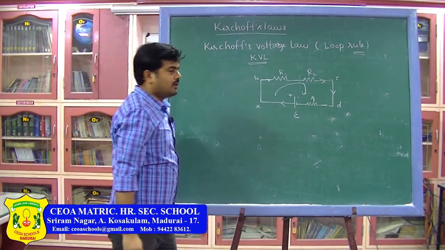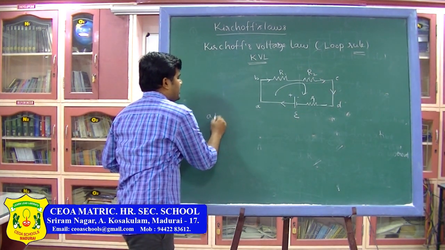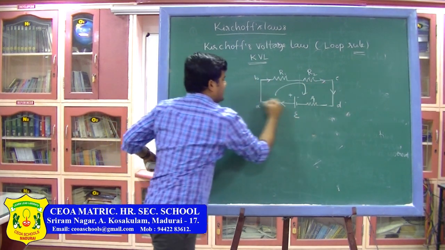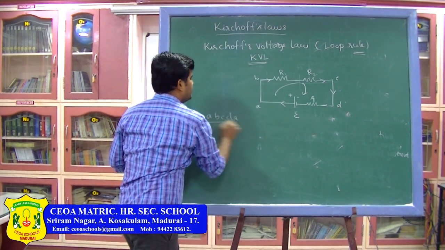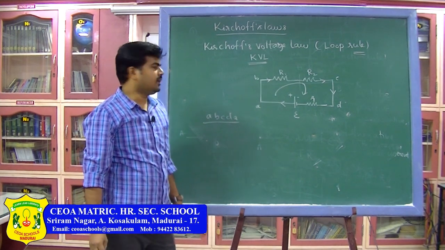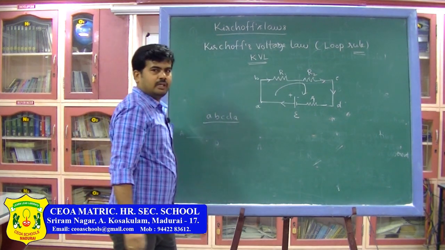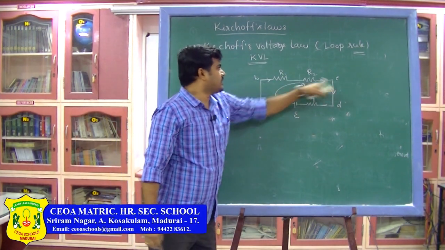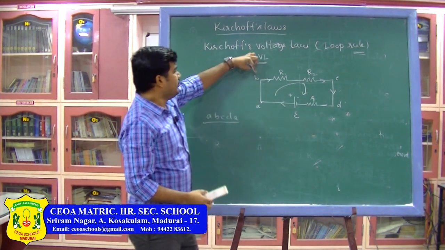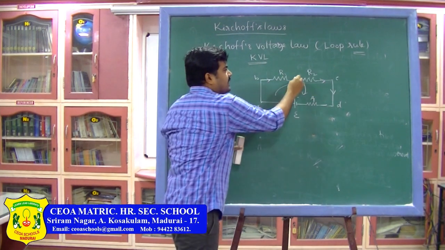Now, let us select a loop in the clockwise direction: A, B, C, D, A. A, B, C, D, A is the loop that I selected in the clockwise direction. Now, let us start from A. From A to B there are no resistors. Next, B to C, there are two resistors. Remember, when moving from B to C, I am moving in the direction of current.